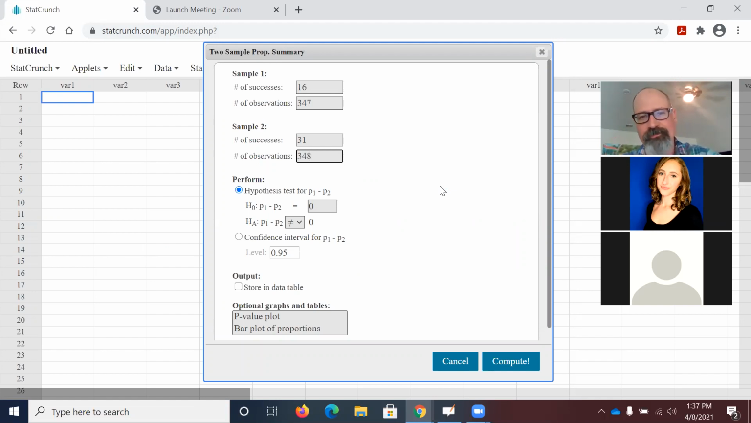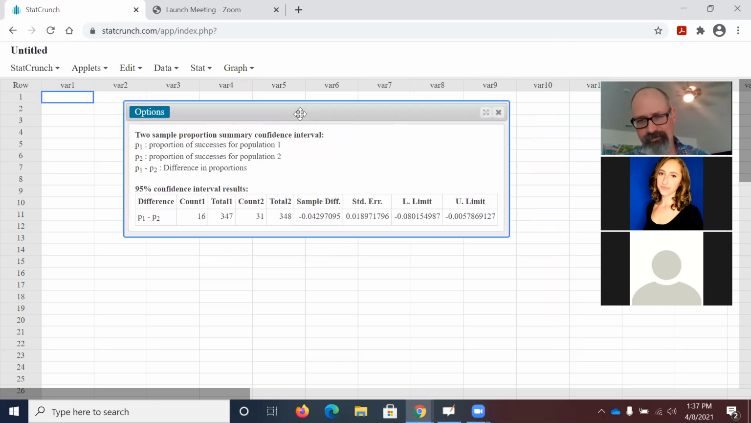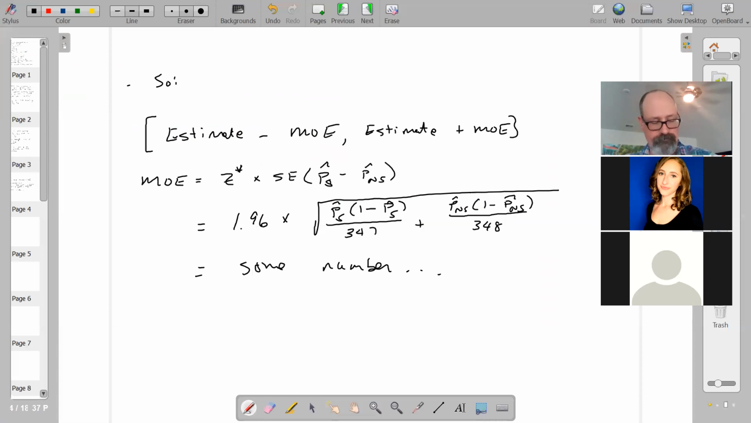In StatCrunch, you have the option of either running a hypothesis test, which is not quite what we want to do here, or you can come up with a 95% confidence interval, which maybe is what we want to do here. We compute and we get the upper and lower limits automatically. Notice in this case, we get a lower limit of about negative 0.08 and an upper limit that looks like negative 0.005. So let's write that down. Notice that both numbers are negative. I'll call it negative 0.080 to be consistent, written out to 3 significant digits.